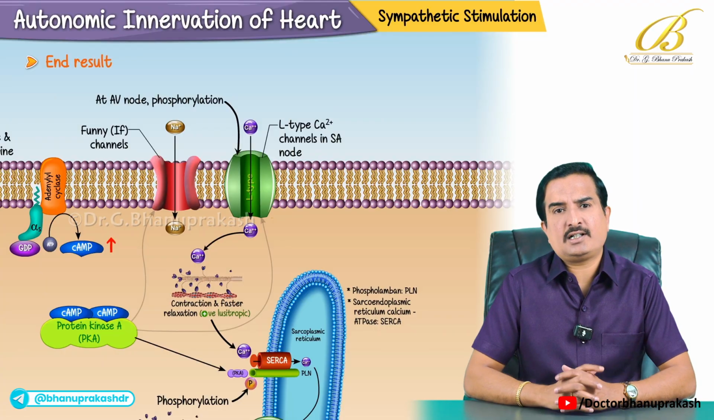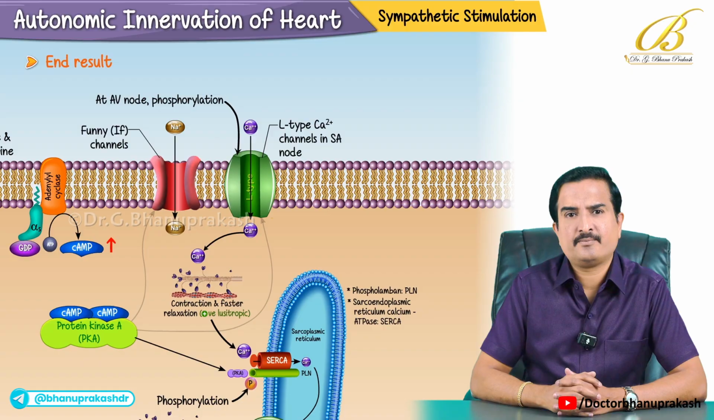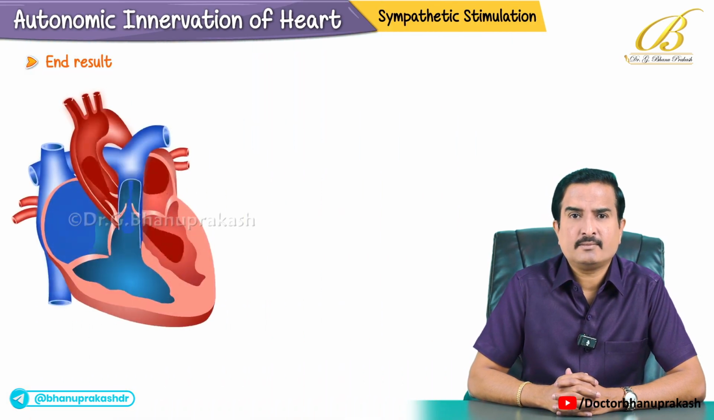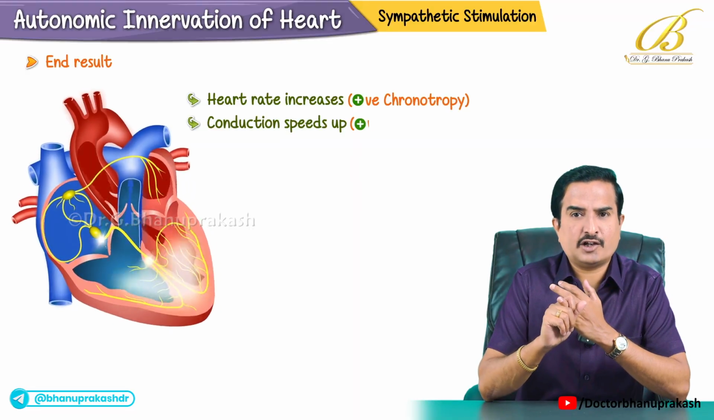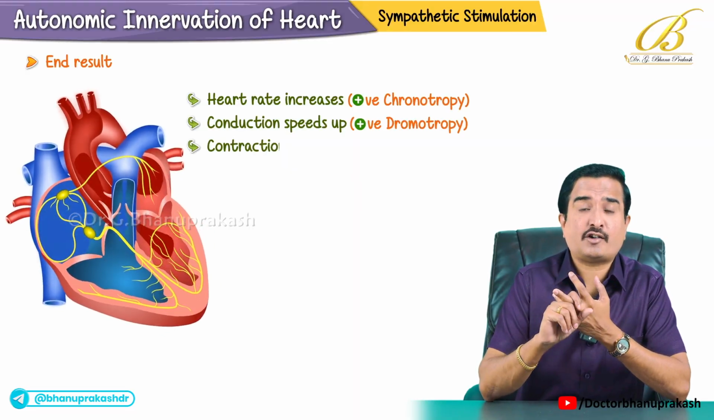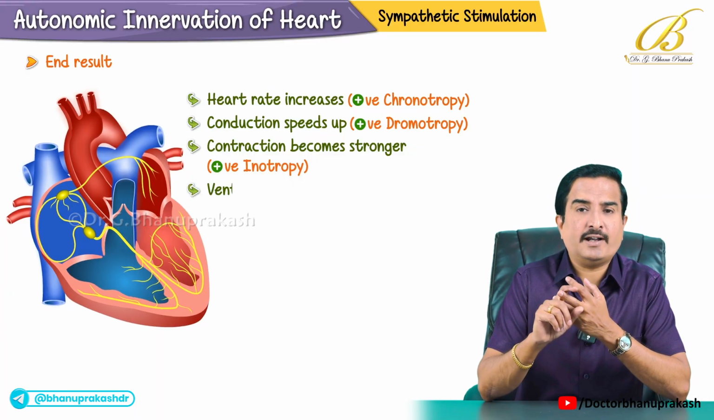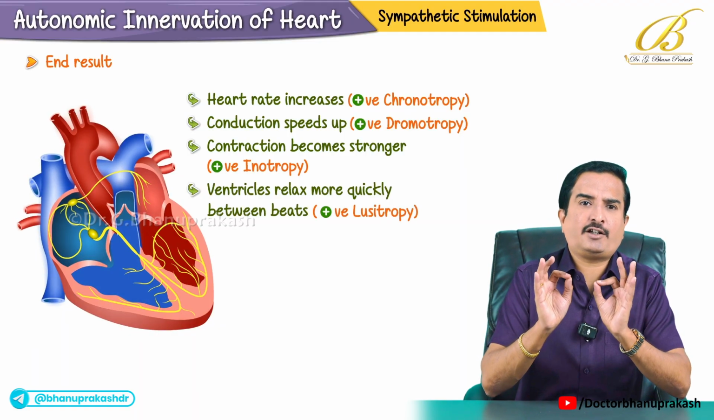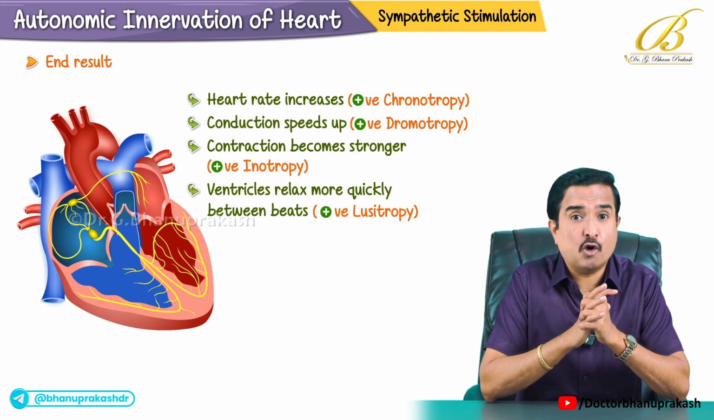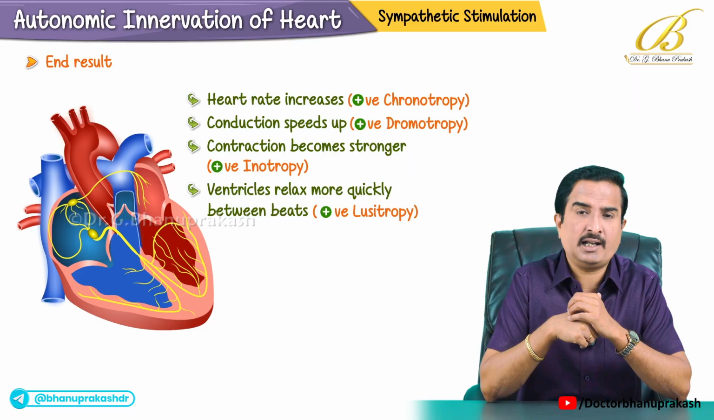What is the end result because of all this? The end result will be an increase in the heart rate, an increase in the conduction velocity, and each contraction becomes stronger. And I told you that there will be a positive lusitropy, meaning the ventricles relax more quickly between beats, perfect for times when the body needs more blood flow. This is where the sympathetic activity is predominantly important.